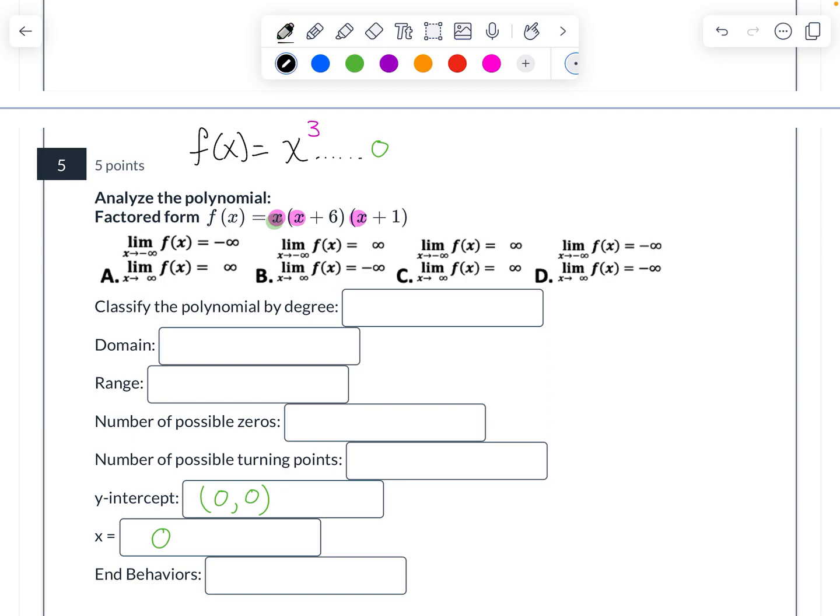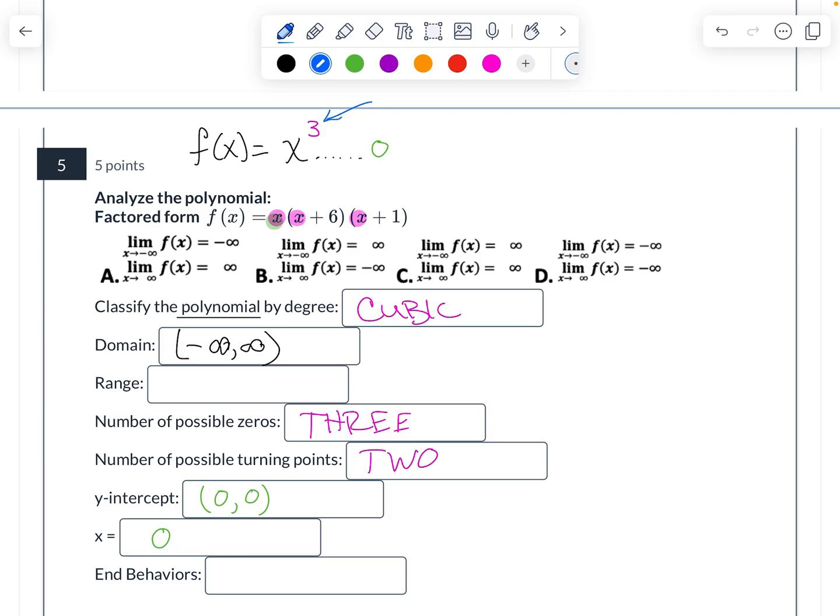It is a polynomial, and by definition, all polynomials have a domain of negative infinity to infinity. That is part of the definition of a polynomial. It is a cubic because it has 3 powers, which means it will have 3 solutions, and which means it will have 2 changes in direction.